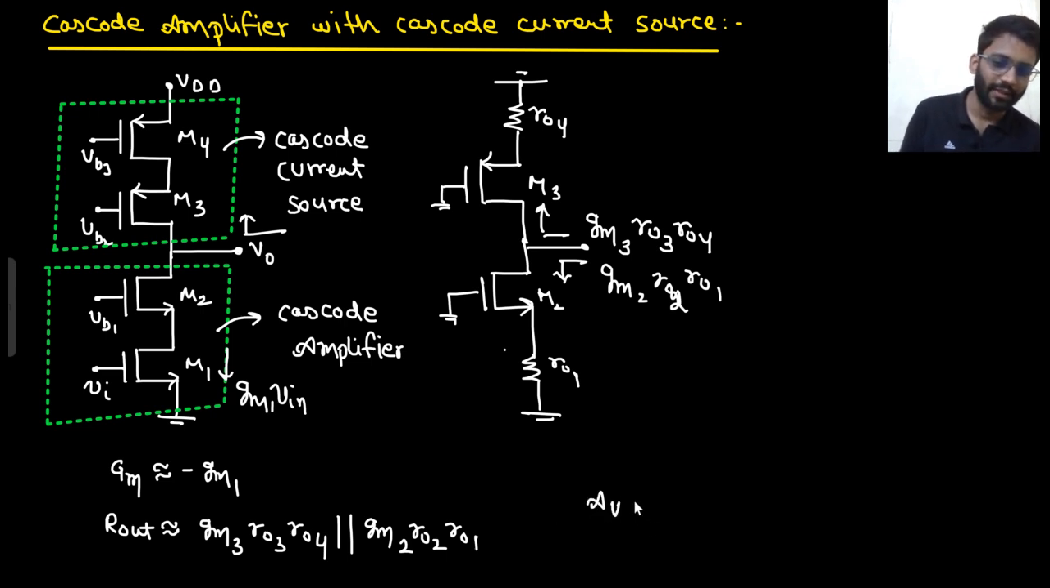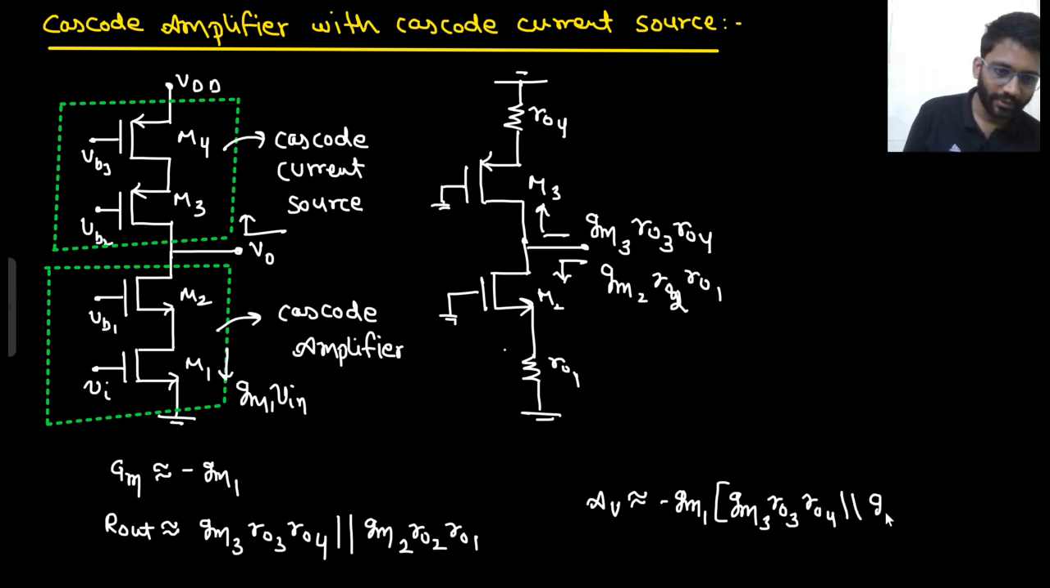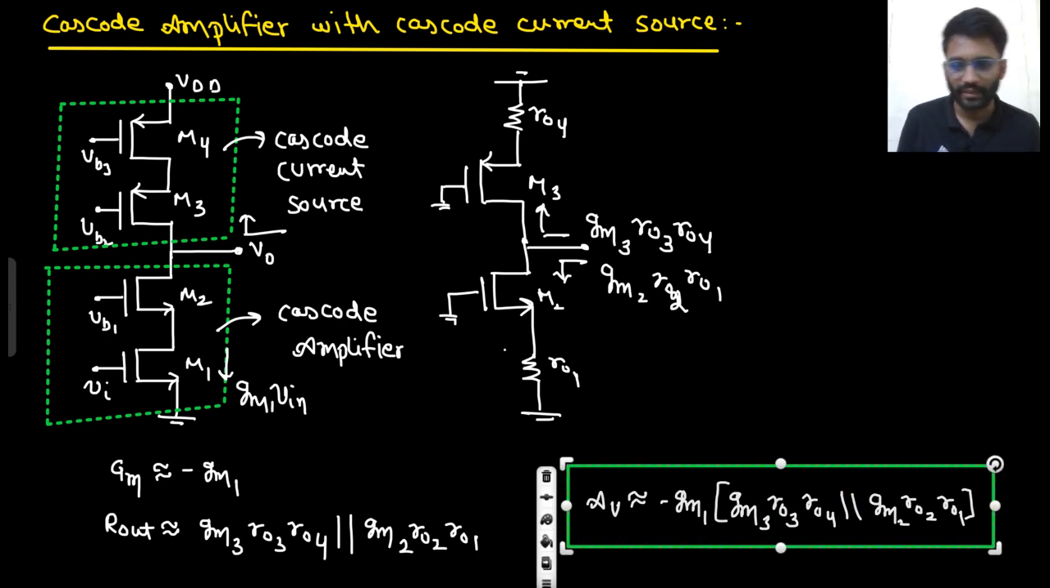So what will be the gain? So this is your gain: minus GM, approximated again, minus GM1 times GM3 R03 R04 in parallel with GM2 R02 R01. That's it. This is the small signal voltage gain.